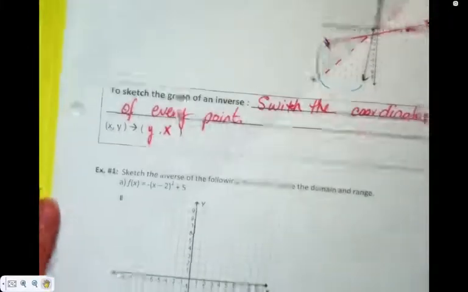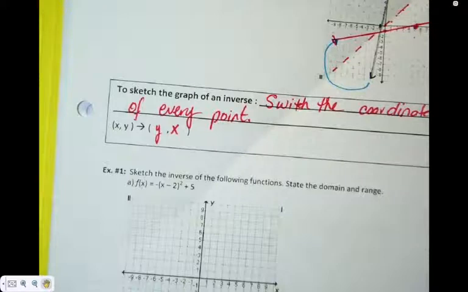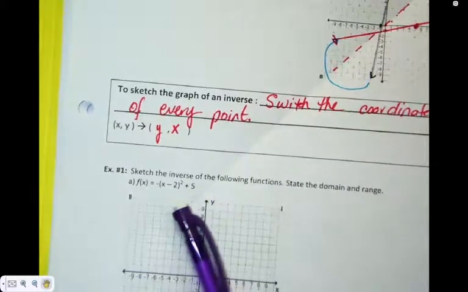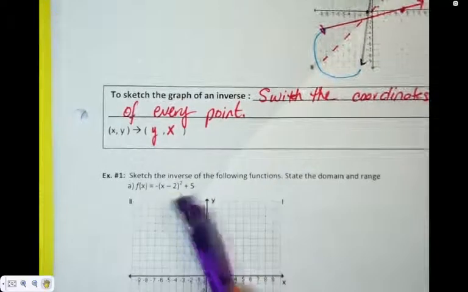Sketch the inverse of the following function. State the domain and range. Who wants to be on domain and range duty? I got it. You sure? Yeah. Do we need a backup just in case? I think Sean should be backup. Okay, Sean will be the backup. What kind of function? Quadratic.